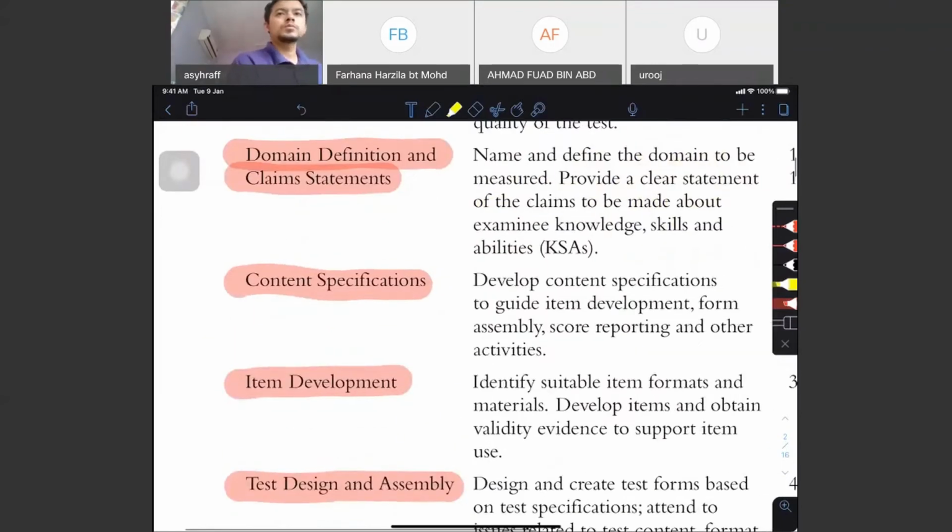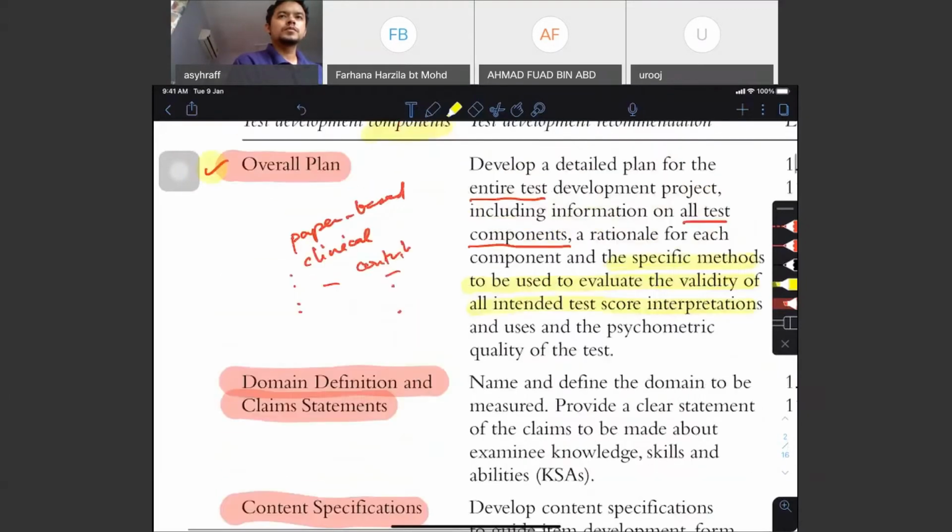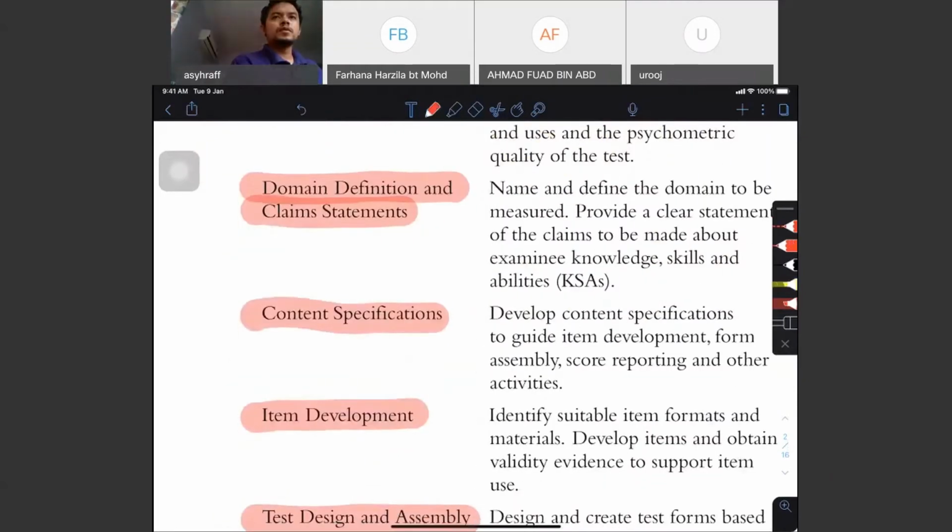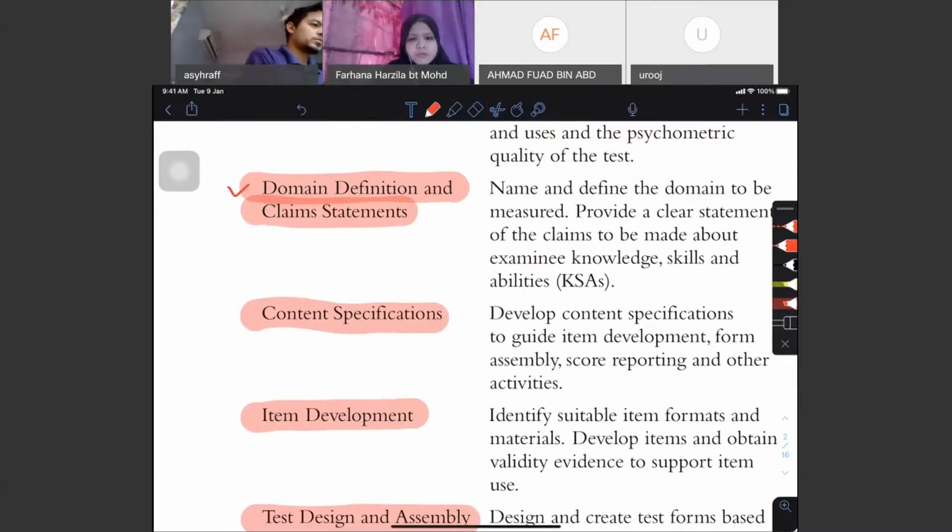And I think some of the following components are part of this overall plan. Another component is domains definition and claim statement. This is a bit detailed. I do not think even in USM we sit down and specifically think about this part: name and define the domain to be measured. We always assume that we know what's going to be measured already. But if we do this step specifically, I think we'll be much clearer.